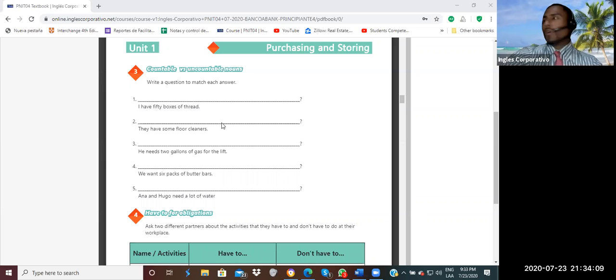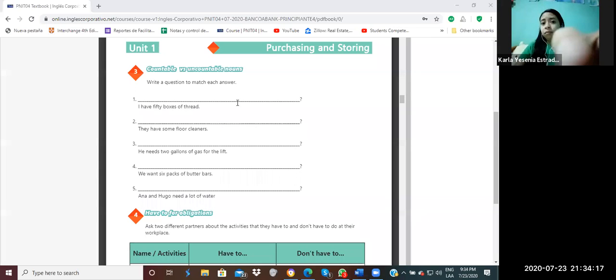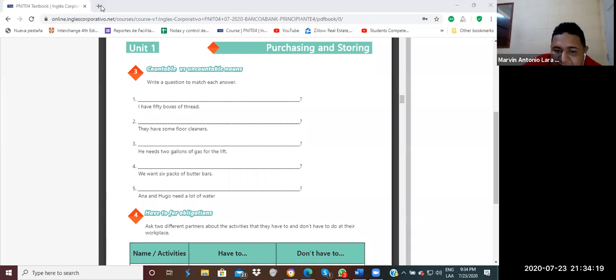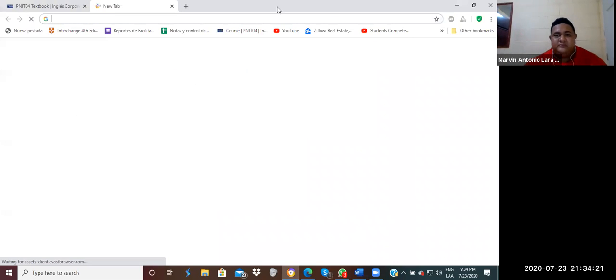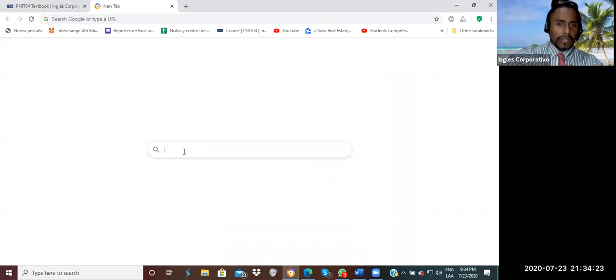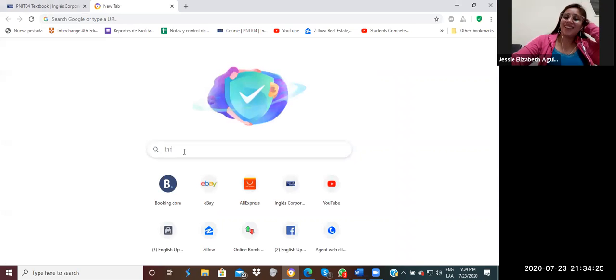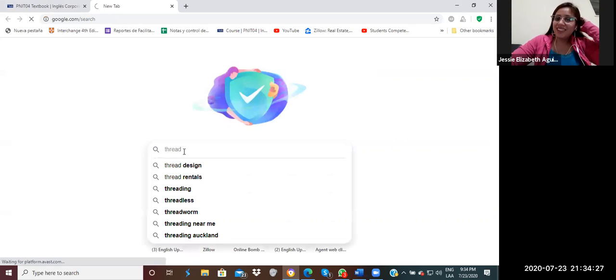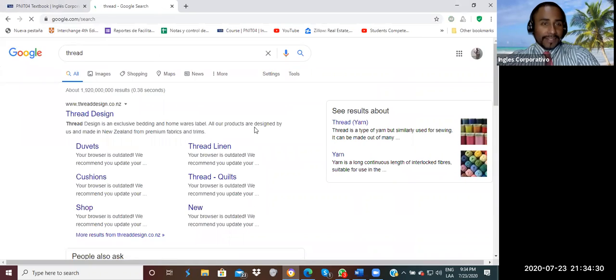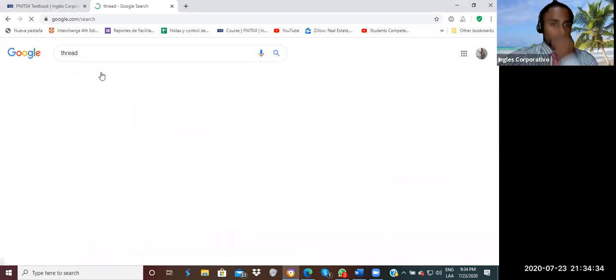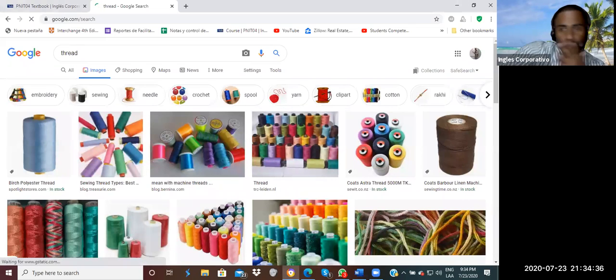Es como de lo que hacen el crochet, thread o hilo, thread. Lana. Lana, ajá. Thread. Vamos a ver, ahí está, ve, thread, ese es thread. Thread, hilo, me imagino que es hilo.